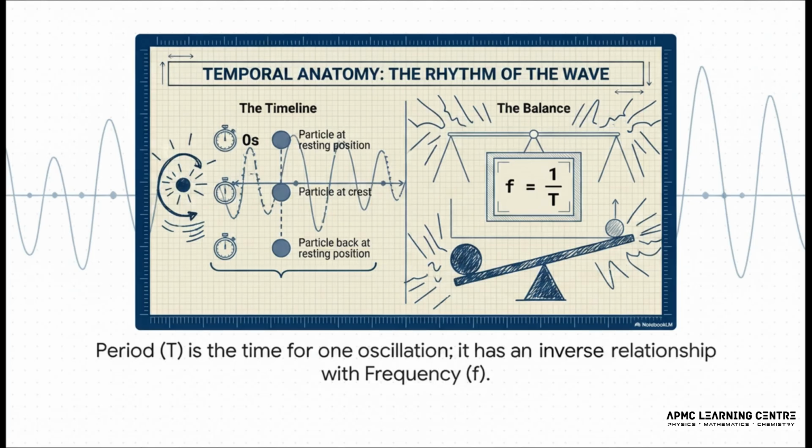How long is the dance? The frequency, that's F, is how many waves pass by every second. How fast is the dance? And they're perfectly inverse. So if you have a really short period, meaning a super quick oscillation, you're going to have a really high frequency. It just makes sense, right?